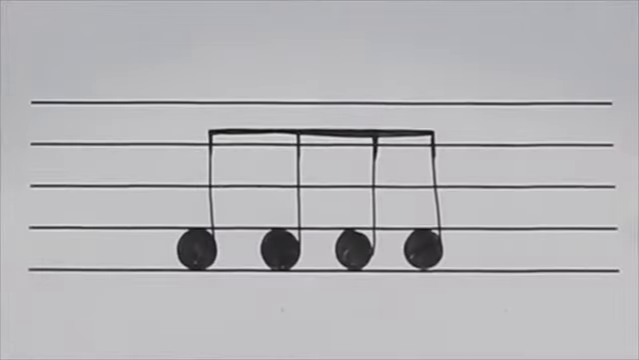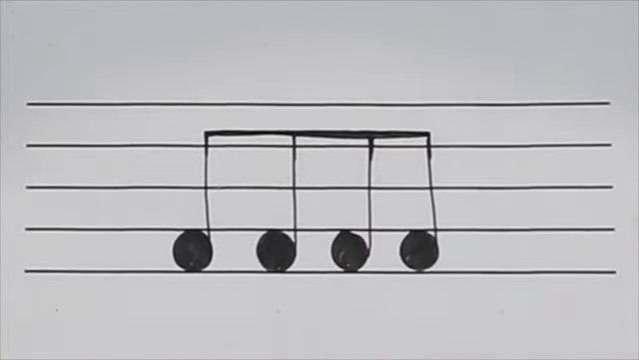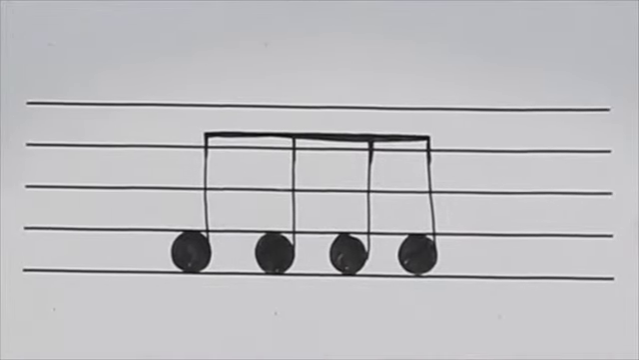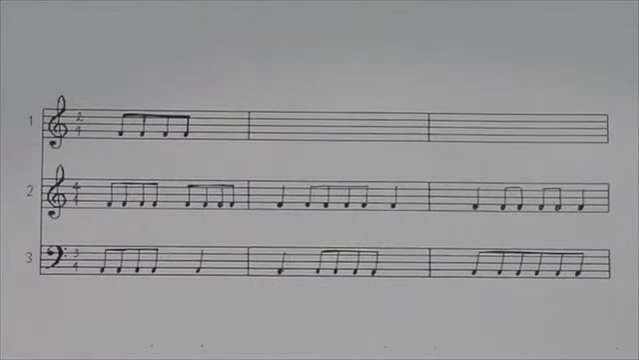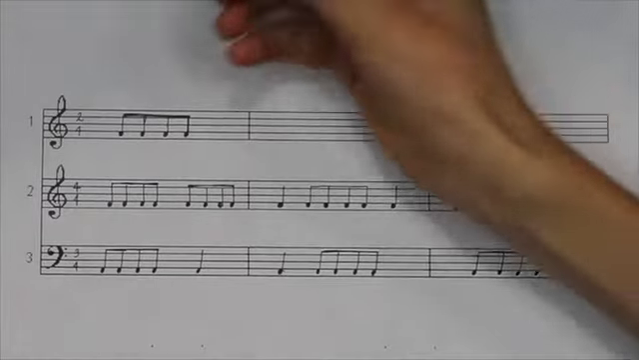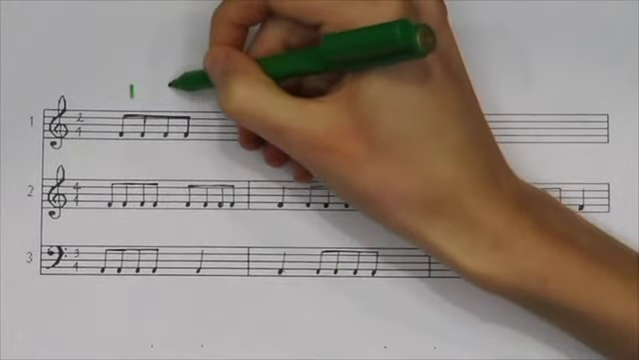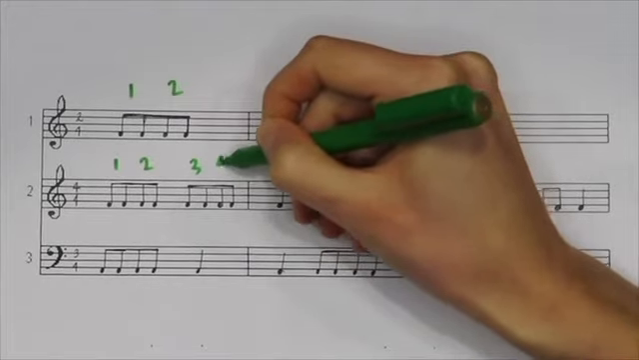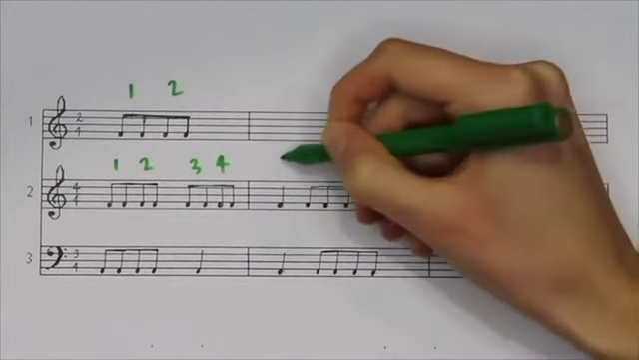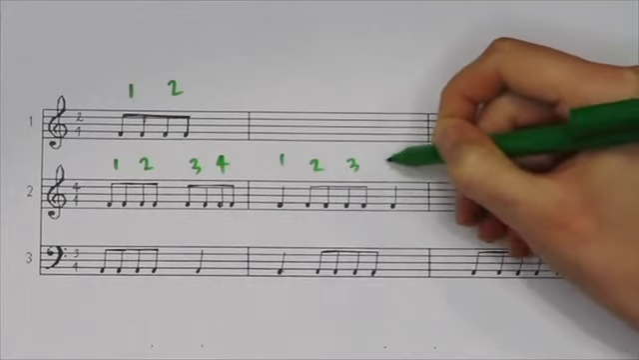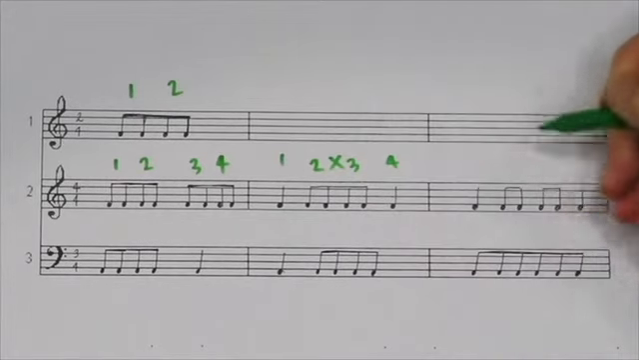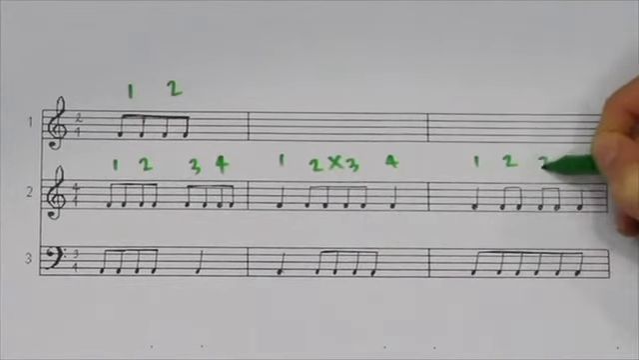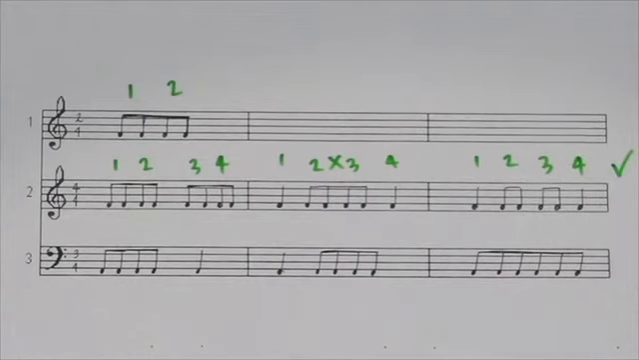We also have the option of grouping 4 quavers in a row over 2 complete beats, but you have to follow the rules. 4 quavers in a row can only be grouped if they fall on beats 1 and 2, or on beats 3 and 4. If they fall on beats 2 and 3, we must group them in twos.